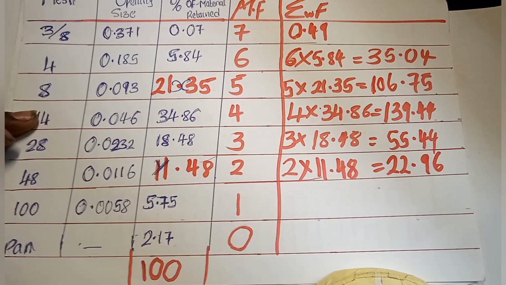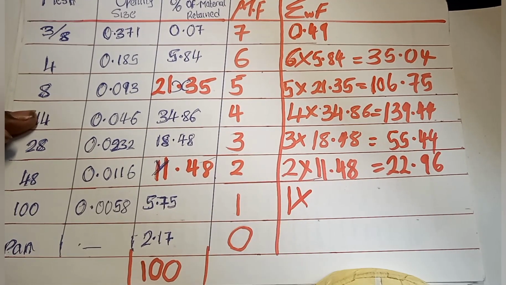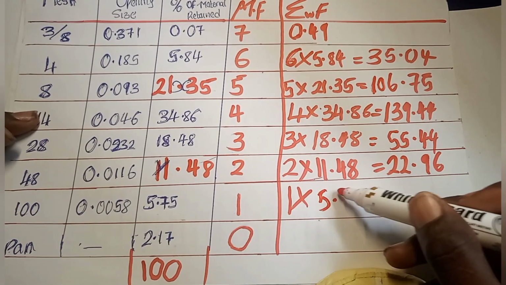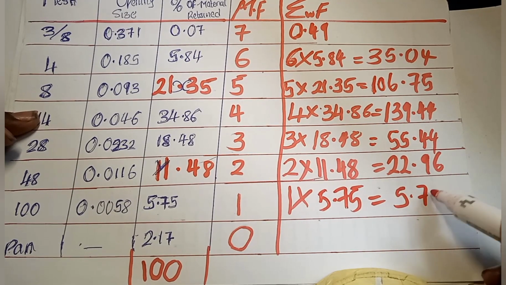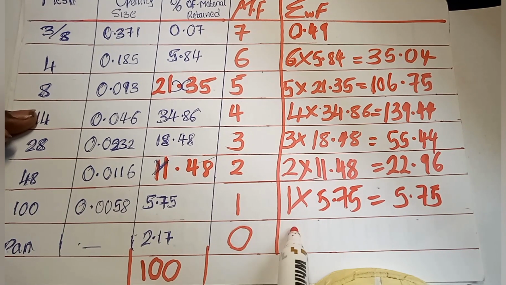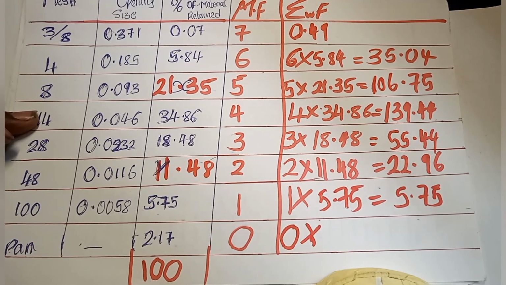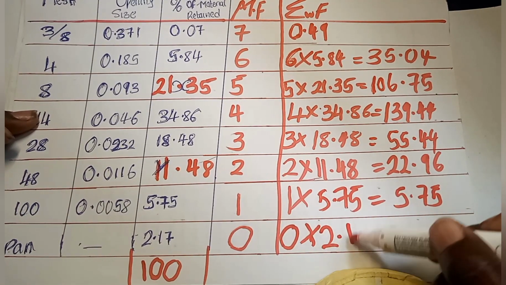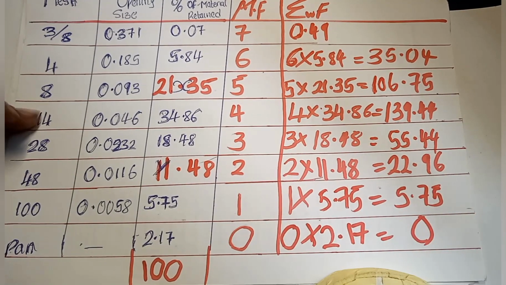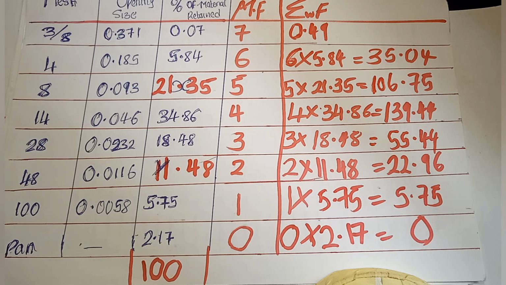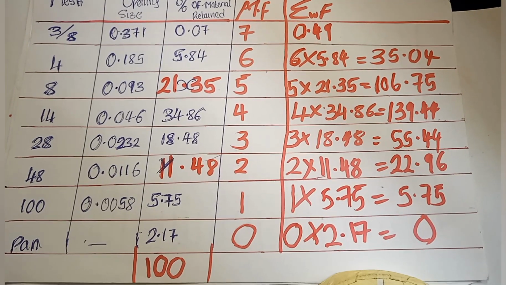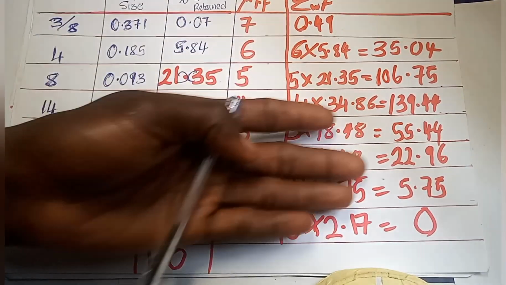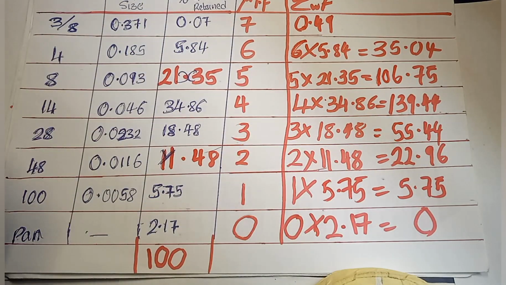Then 1 multiplied by 5.75 will give me 5.75 also. Then 0 multiplied by 2.17 is 0. So I have gotten the weight by fraction. The sum of the weight will be the total of all this. You sum all this together.